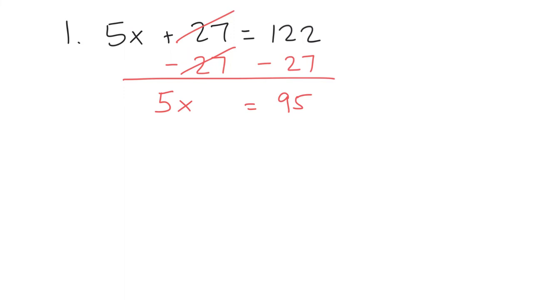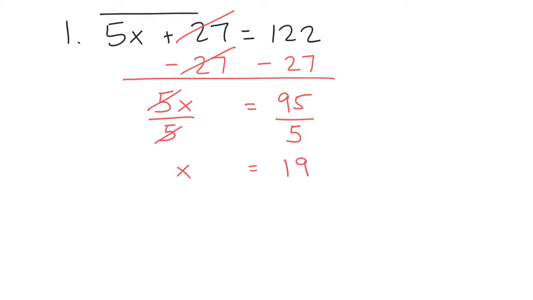Now here I can see that x is being multiplied by 5, so in order to undo that, I have to use the inverse operation of multiplication, which is division, and I'm always going to have to do the same thing to both sides. So I have to use the division property of equality, which states that as long as I divide the same number to both sides, my equation is in balance. The 5s will cancel out, and x is going to be equal to 19.